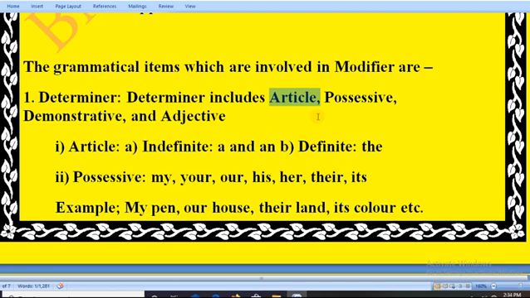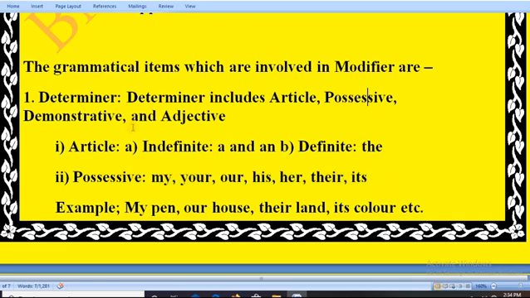One is article. You know what is article? Article: a, an, and the, that are articles, right? So article is also one kind of determiner. Then possessive. What is possessive? That means the words which mean the ownership of something. Suppose this is my mobile. Whose mobile is it? My mobile. Yes, my is possessive. It's your house. That means the house is yours. His father is a doctor. Whose father is a doctor? His father is a doctor. Here his is also a possessive, right? These types of words are called possessive.